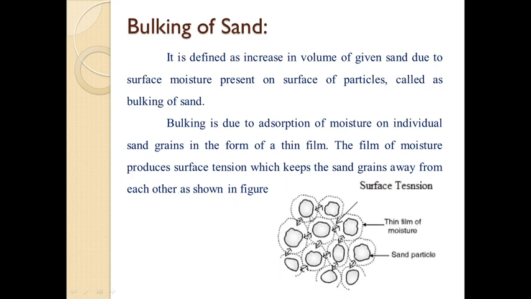Here in this figure we can see the sand, and due to surface tension, a thin film of moisture is around these sand particles. Due to this, the volume of sand increases. When more water is added up to a certain limit, this bulking increases, and after that the sand particles get submerged. The film of water around the sand particles gets washed away, and the air in the film escapes in the form of bubbles, and the volume of sand again becomes equal to the dry volume.